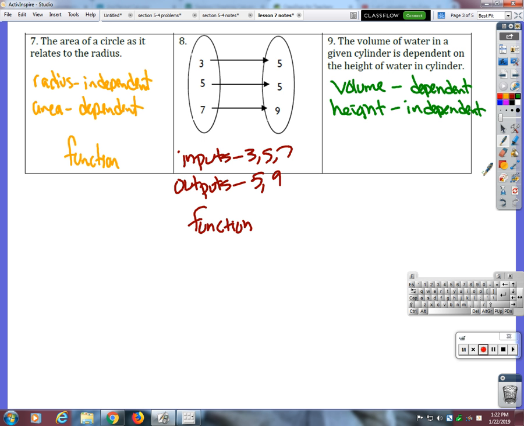Can you have the same cylinder and the same height and have two different volumes? Same cylinder, so the width is the same, the radius is the same, the circumference is the same. So like I'm going to take an empty soup can and pour it half full, measure the volume, dump the water out, and pour it half full again. Is the volume always going to be the same if it's half full? Yes. So that means this is, in fact, a function.